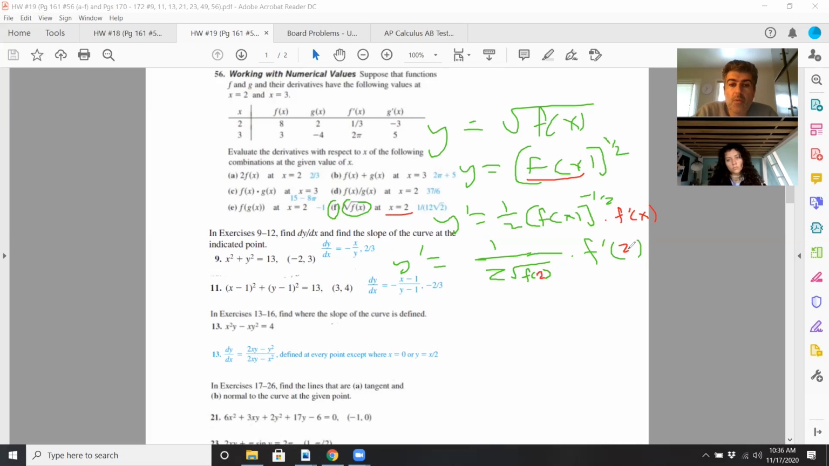Okay. Well, f of 2 is easy. That's just 8, right? Probably off to the side, we probably should just extract that information, right? And f prime of 2 is 1/3. Throw it in, and you're done. There you go. So y prime will be 1 over 2 root 8 times 1/3. And you know what? Leave your answer like that. That's fine. That's totally okay.